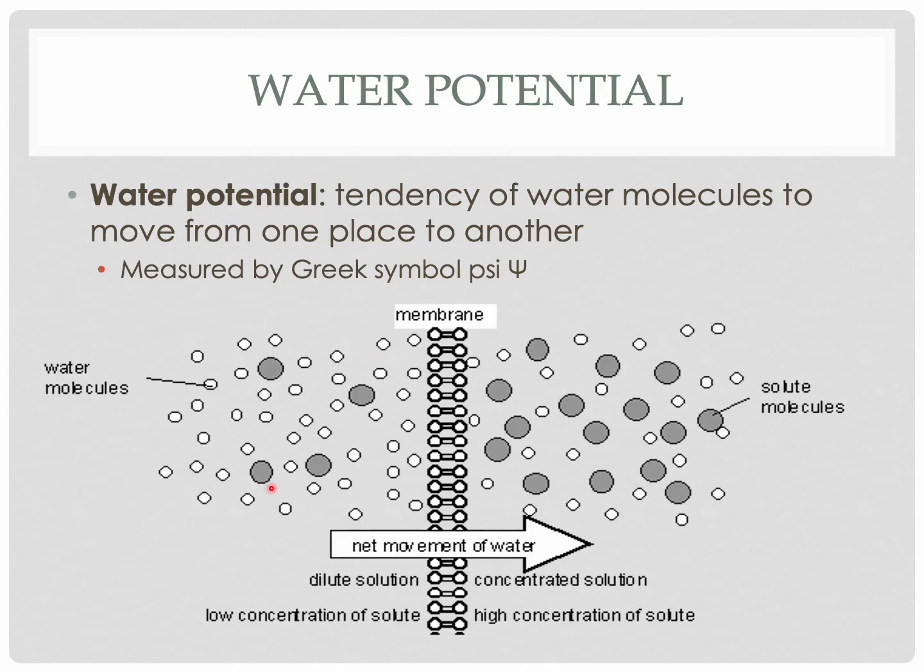Looking at water potential, it's the tendency of water molecules to move from one place to another. It's measured by the Greek symbol psi. You will also see kilopascals when you're measuring the pressure.